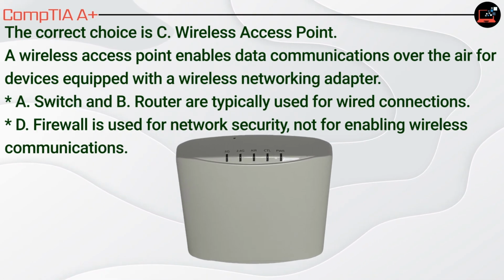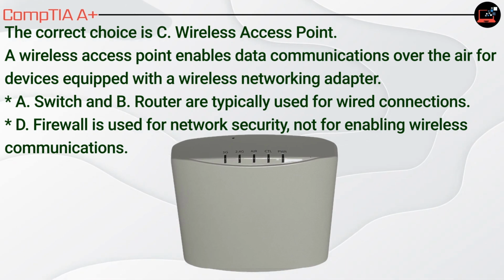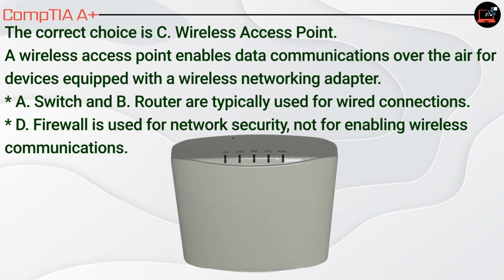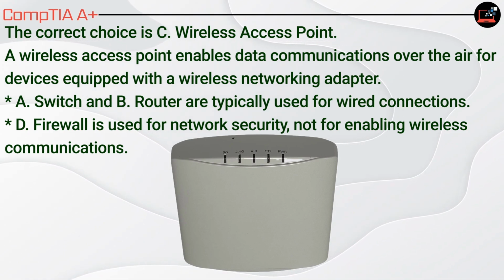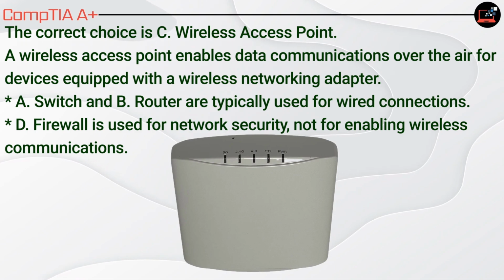The correct choice is C. Wireless access point. A wireless access point enables data communications over the air for devices equipped with a wireless networking adapter. A switch and B router are typically used for wired connections. D firewall is used for network security, not for enabling wireless communications.